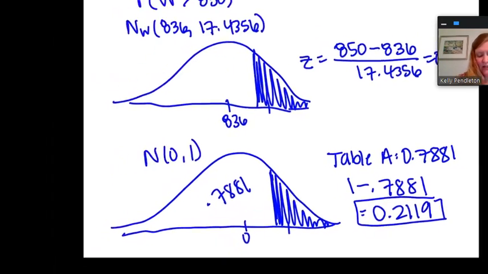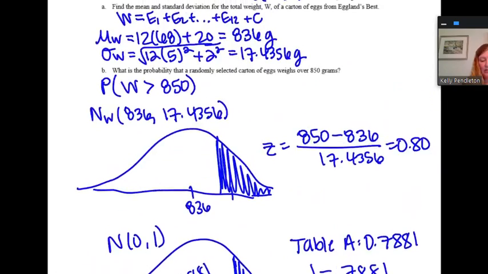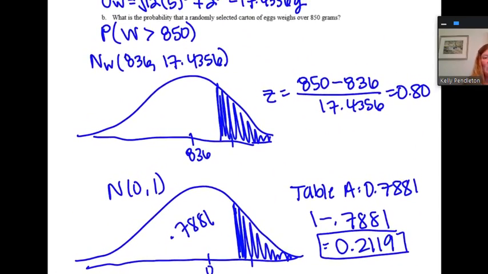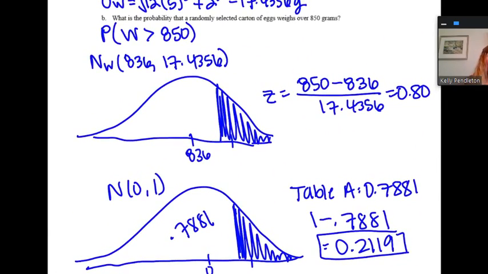All right, so now you guys try the last one. It's another one similar to this. So try number 4 on your own, and you can pause the video while you do it and then unpause to check the answer.